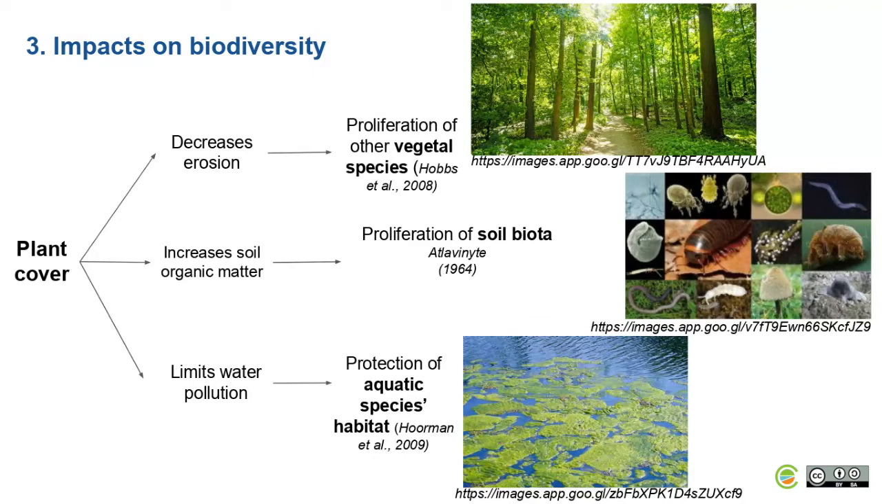There is also a positive impact on aquatic species, because plant cover reduces runoff and the sedimentation of the water will also decrease. So it has a positive impact on water pollution, which will protect the aquatic species habitat and then increase biodiversity.